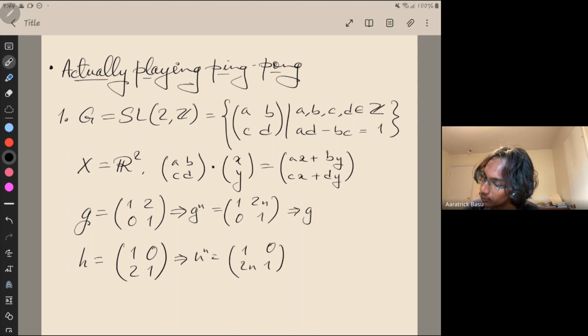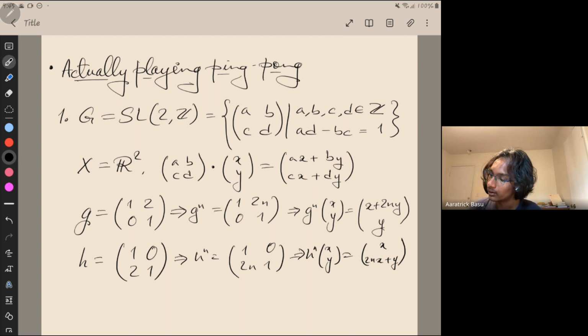In particular, if you notice G to the N acting on XY, so I'll omit the dot now, is just x plus 2ny in the first coordinate and y. So it doesn't do anything to the second coordinate and adds 2n times the second coordinate to the first coordinate, right? And similarly, maybe I'll just mention this for completeness, this is x, and this is 2nx plus y. Great. So far, so good.